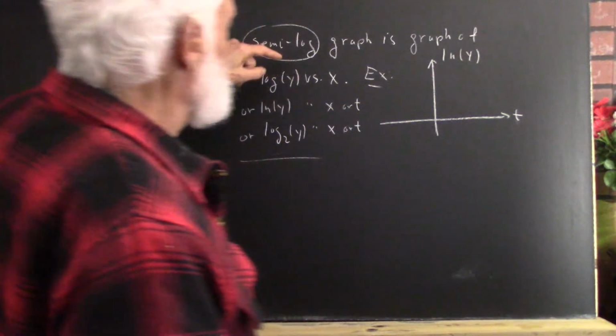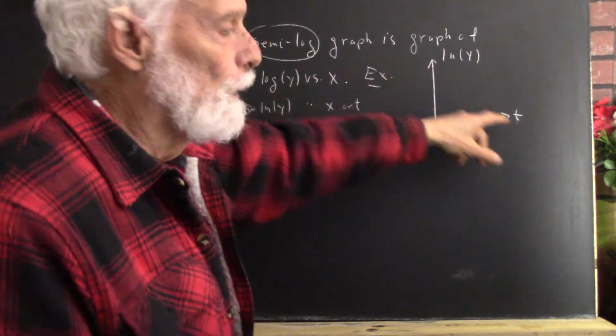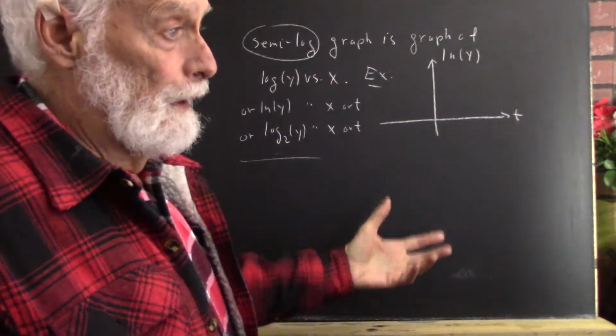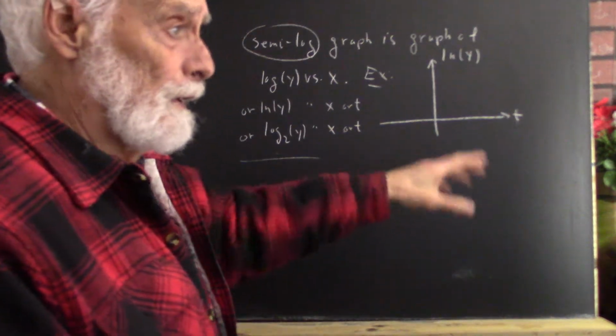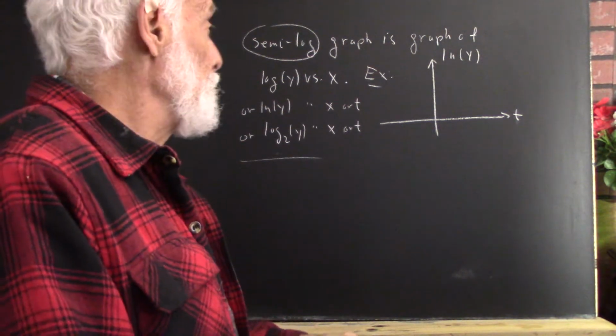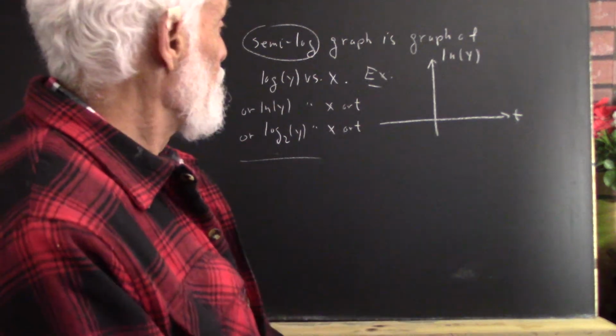Okay, so we've seen graphs of log of y versus t, log of y versus x. We talked about it to some extent in our last class, and this is going to be the homework in the last section of the chapter. And this is very important stuff, okay?